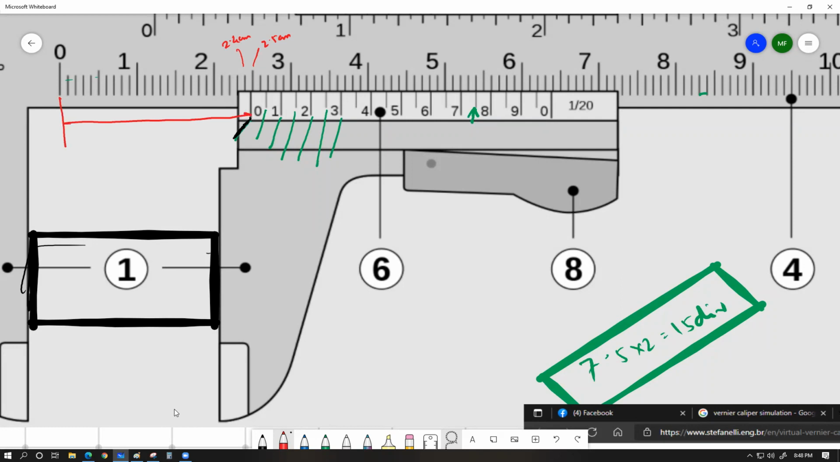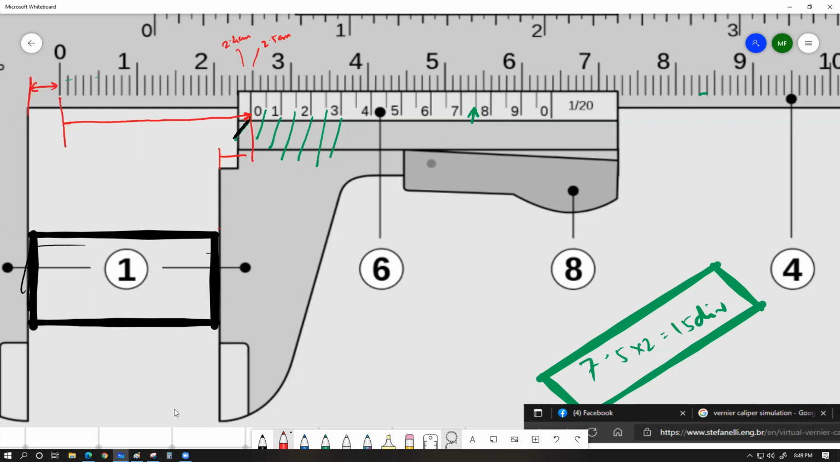The object's actual length is this much, and if you wonder why this zero is not starting from exactly here, it is because of the construction of the whole thing. There's a little bit of gap from this position to this position. That gap is equally covered from this position to this position. That's an engineering solution for ease of use.